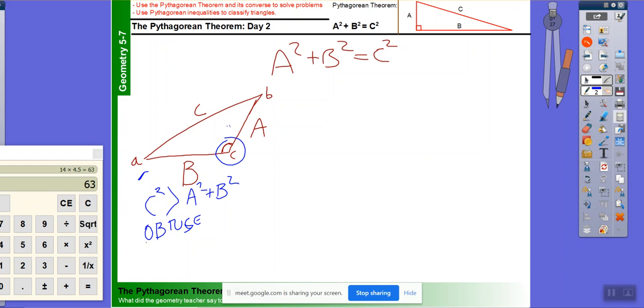Mr. Frampke? Yeah. Don't two sides have to add up to be greater than the third side? Yes. So if c squared is greater than a squared plus b squared, isn't it technically not a triangle?